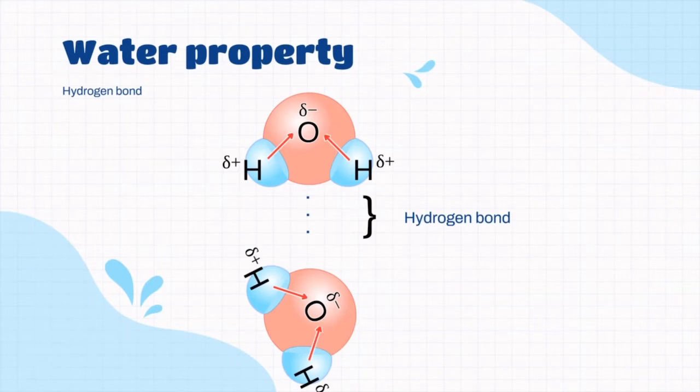Then let's see what happens when there are more than one water molecule. The site that has a partially negative charge is going to be attracted to the site that has a partially positive charge. And the attraction between them is called the hydrogen bond. This is key to what I'll talk about today. So now let's see what the first unique characteristic given by this bonding is.